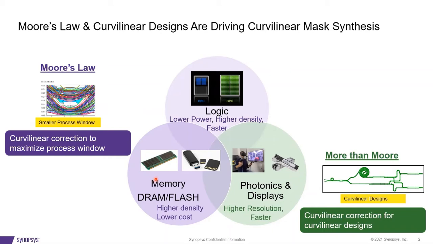The logic and memory manufacturers' quest for smaller, faster, lower power, and lower cost devices is what keeps Moore's law going. This is pushing design CDs smaller and creating denser layouts with smaller process windows that can benefit from curvilinear correction solutions like ILT. On the other end of the spectrum are photonics and display manufacturers, and although they are not pursuing Moore's law, they are also contributing to the move towards curvilinear processing with the introduction of today's industry's first curvilinear designs. These designs require mask synthesis processing, including layer operations, RETs, and proximity correction tools that can handle curvilinear designs.